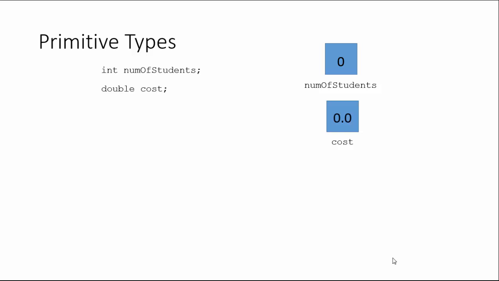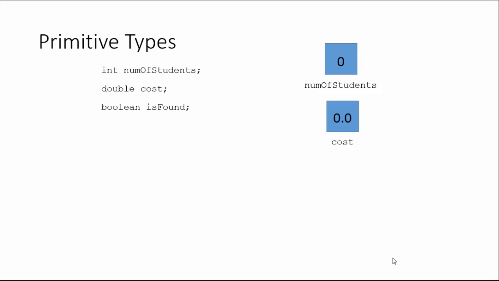In this statement, num of students is the variable name and the type of data is int or integer. A memory location is created with the default value of 0. In this statement, cost is the variable name, double is the data type. This memory location can hold double values or values that contain decimal points. Double values get a default value of 0.